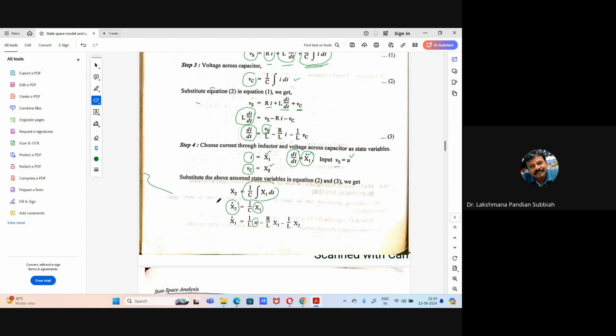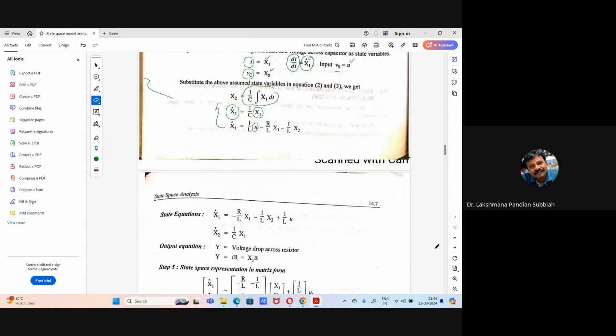Now we have these two equations, and we represent them in vector form. So x1 dot equals minus R by L x1 minus 1 by L x2 plus 1 by L U, where x1 and x2 are variables. Then x2 dot equals 1 by C x1. The output is the voltage across the resistance, I into R, and since I is x1, the output is x1 into R.